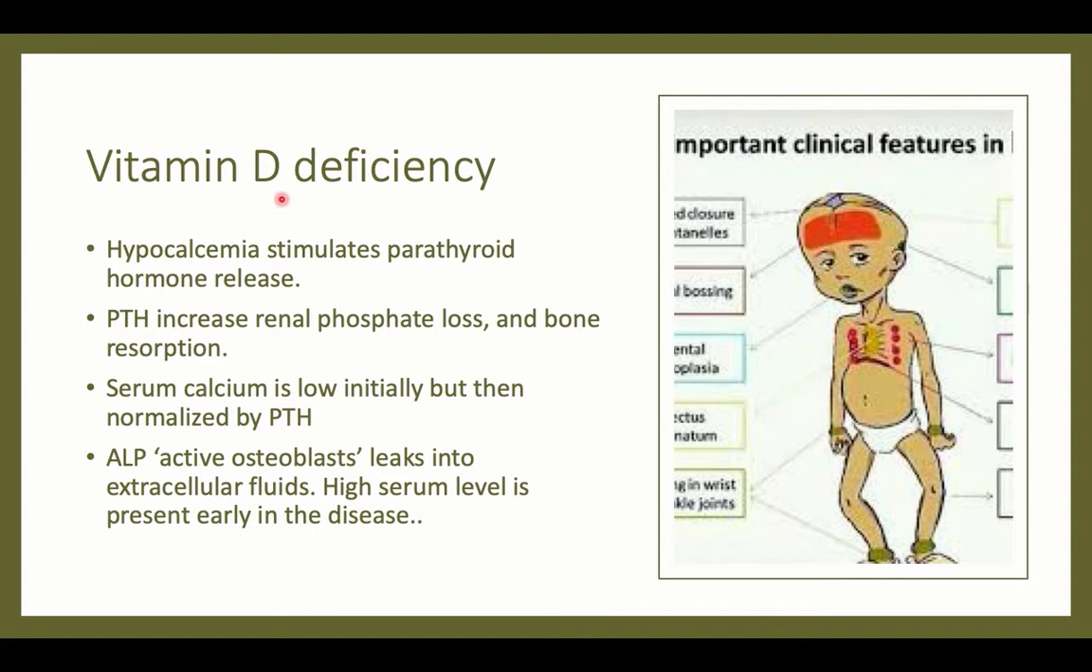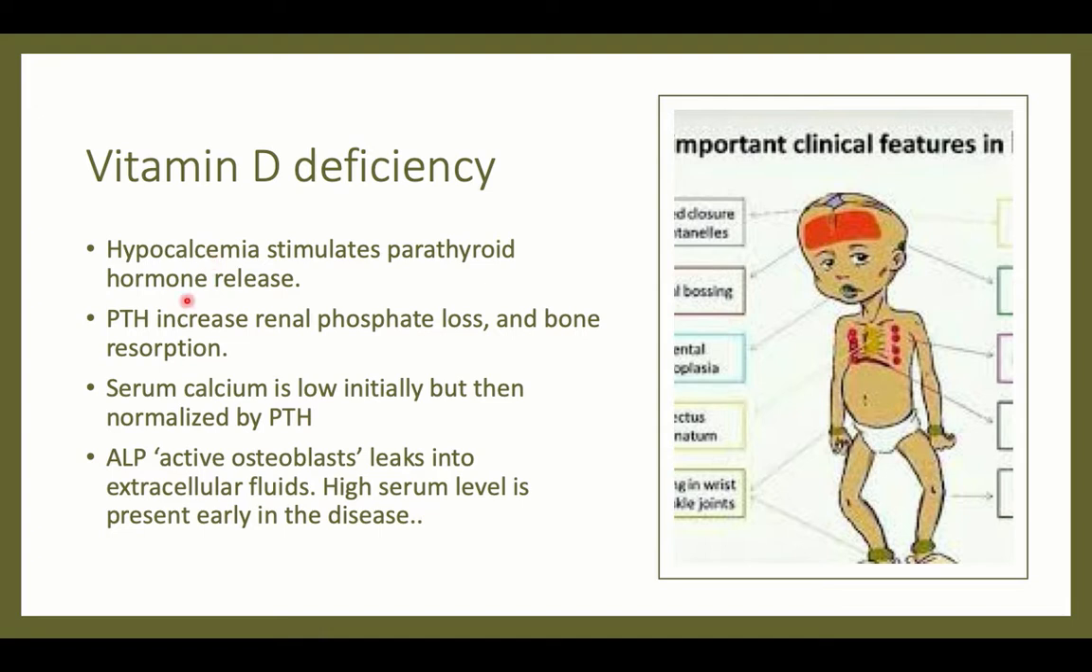Starting with vitamin D deficiency, which is the most common cause. When vitamin D is deficient, initially we have hypocalcemia due to reduction of calcium absorption from the gut and reabsorption from the kidney and so on. This hypocalcemia stimulates parathyroid hormone release. The parathyroid gland has its main priority to maintain normal levels of ionized calcium, because hypocalcemia is dangerous and can be associated with arrhythmia and even cardiac death.